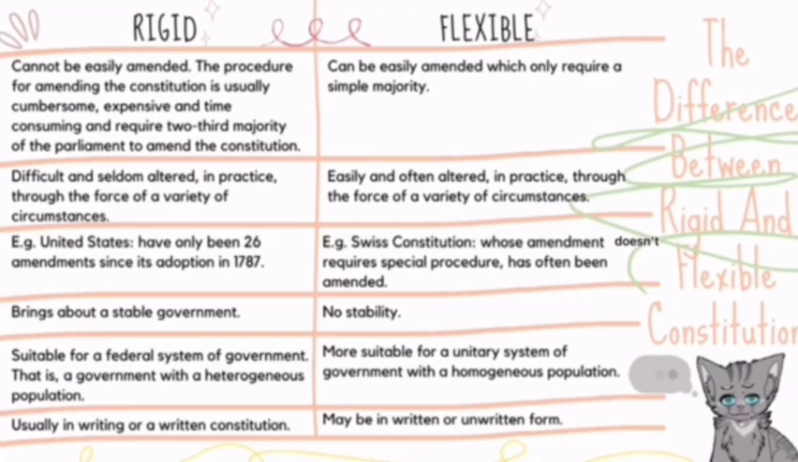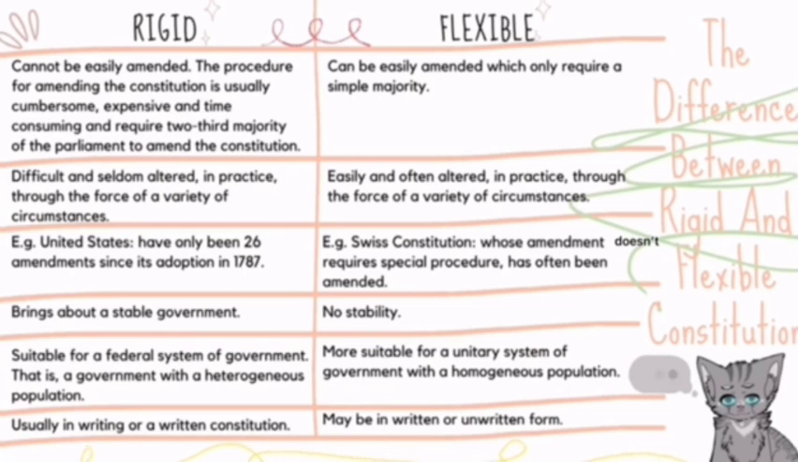Besides, rigid constitution is also difficult and seldom altered, in practice, through the force of a variety of circumstances. For example, the United States Constitution has only 26 amendments since its adoption in 1787, as opposed to the flexible constitution, which is easily and often altered. For instance, the Swiss constitution, whose amendment does not require a special procedure, has often been amended.